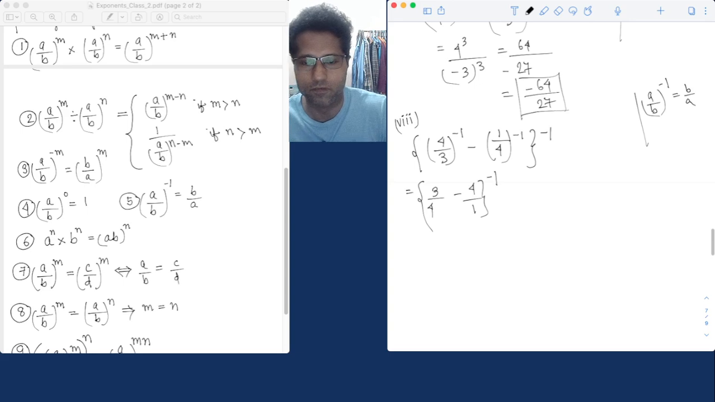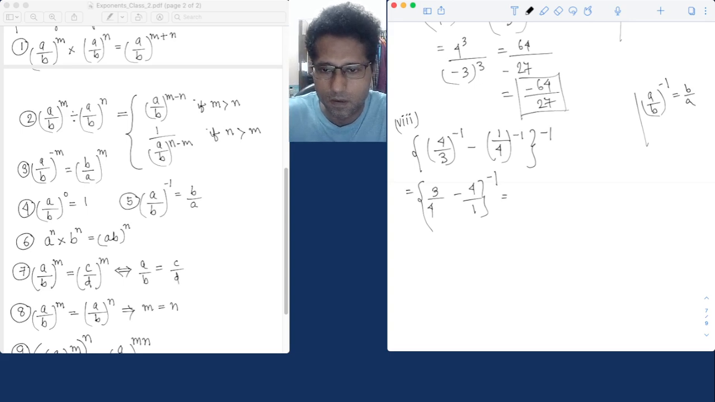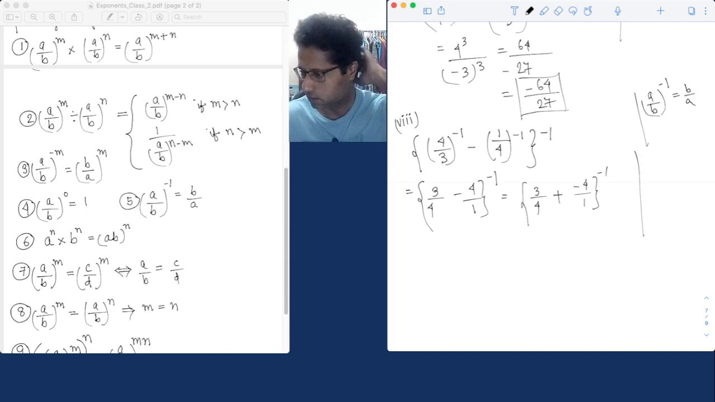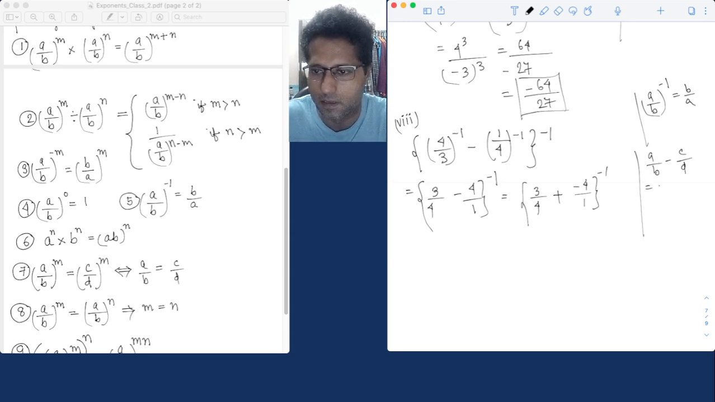Now we have to solve the difference of the two rational numbers, and we know that this is 3 by 4 plus minus 4 by 1, all raised to minus 1. That is from the concept of subtraction of two rational numbers, that is a by b minus c by d is equal to a by b plus the additive inverse of c by d, that is minus c by d. Okay.